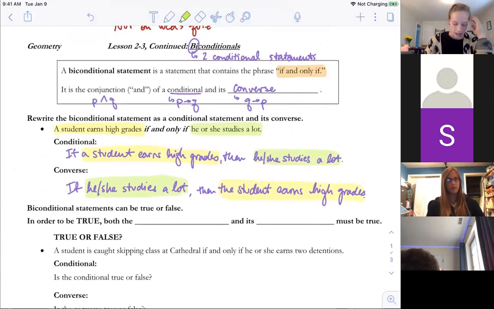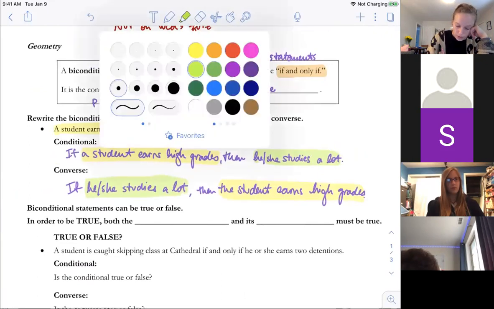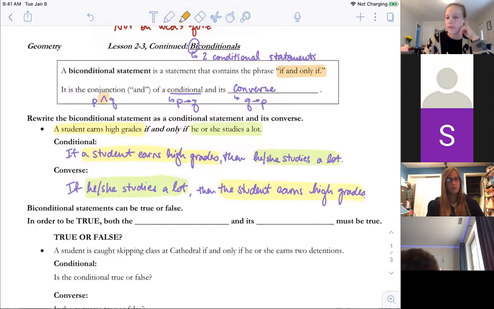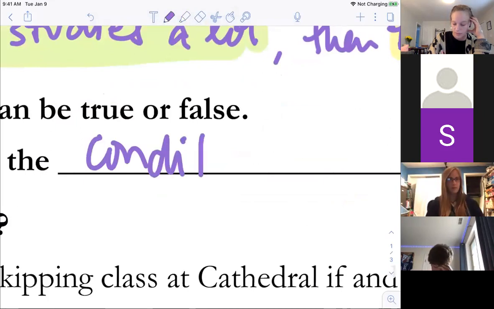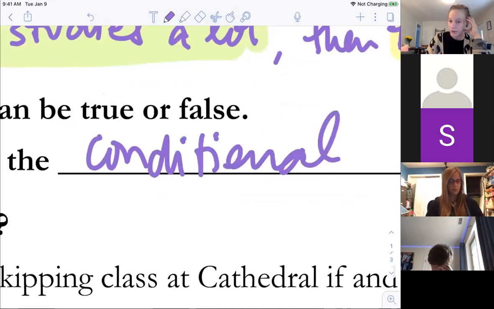Okay. Now, a biconditional statement can be true or it can be false. In order for it to be true, remember I told you it's an and. In order for an and to be true, we need both P and Q. I need both the statements to be true. So in order for a biconditional to be true, both the normal conditional and its converse must be true.